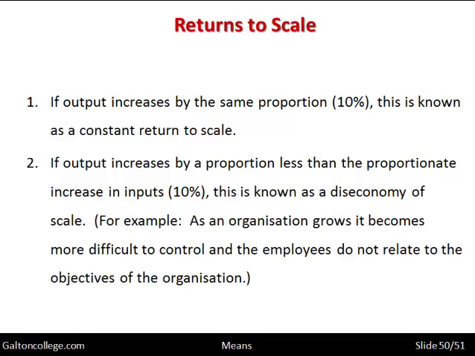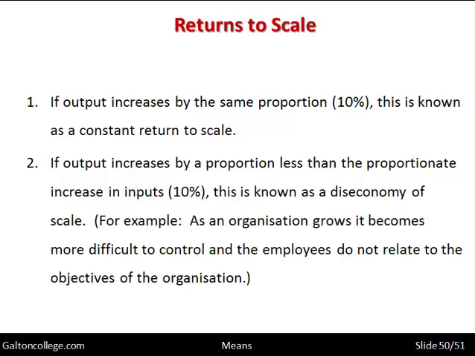Constant returns to scale, if the company grows by, let's say, 10%, output will grow by 10%. It's constant return. The forces that are building up against further growth exactly balance the forces that are in favor of growth. And eventually, the forces against growth, against increases in size, will dominate. This is when diseconomies of scale will set in.